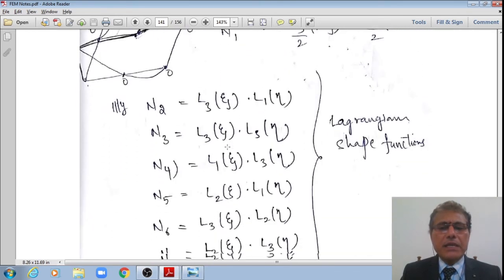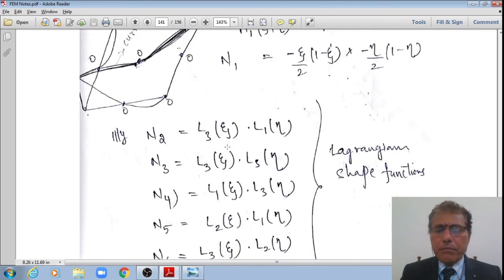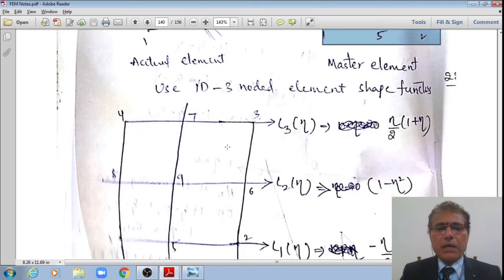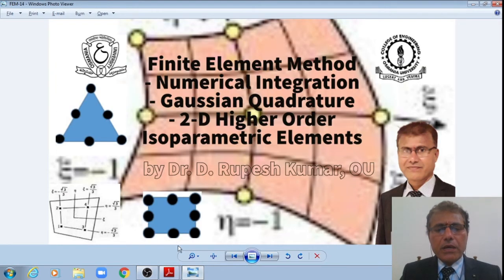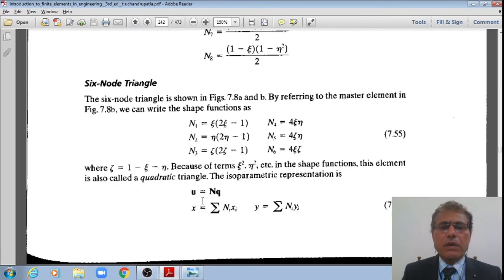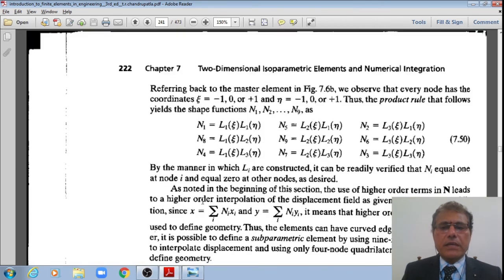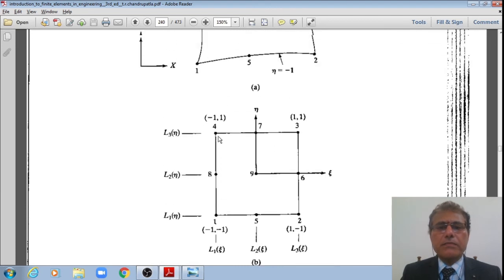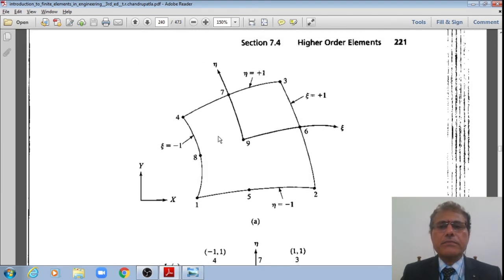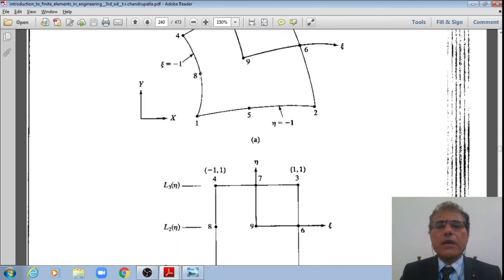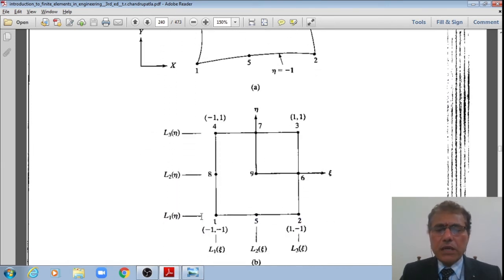As I have already derived in previous discussions, by taking a 1D 3 node element, I have derived this. One moment, student. This is how my master element is, and this is now the actual element, having xi is equal to +1, xi is equal to -1, eta is equal to -1, eta is equal to +1 as the 4 lines, and 4 more lines are also there like this, right?